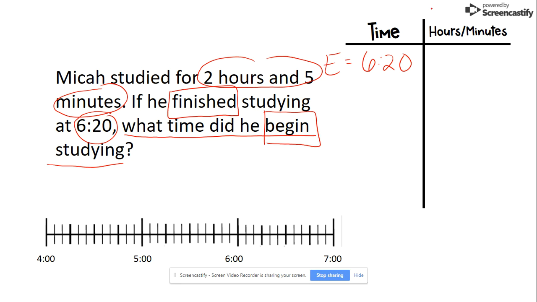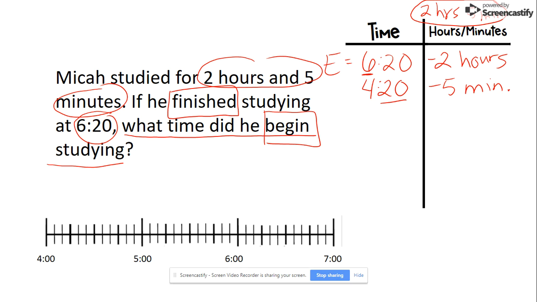And at the top of my hours and minutes column, I'm going to write 2 hours and 5 minutes to remind me that's how much I need to subtract. I want to start with my hours first. I need to subtract 2 hours. So looking at only that hour side, 6 minus 2 would be 4:20. And now I only have to subtract 5 minutes. So minus 5. 20 minus 5 would put me at 4:15. So I know that he began studying at 4:15 and he stopped at 6:20.